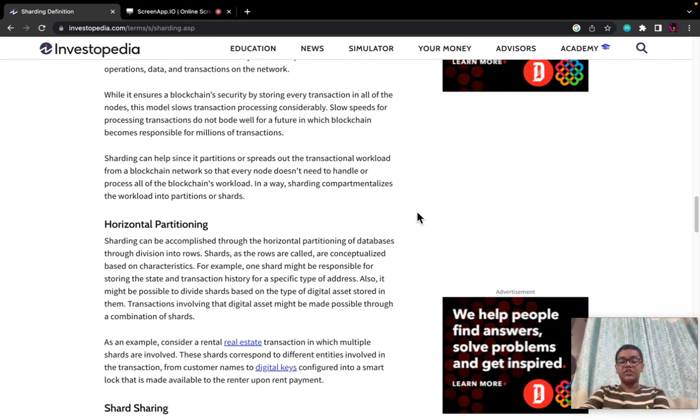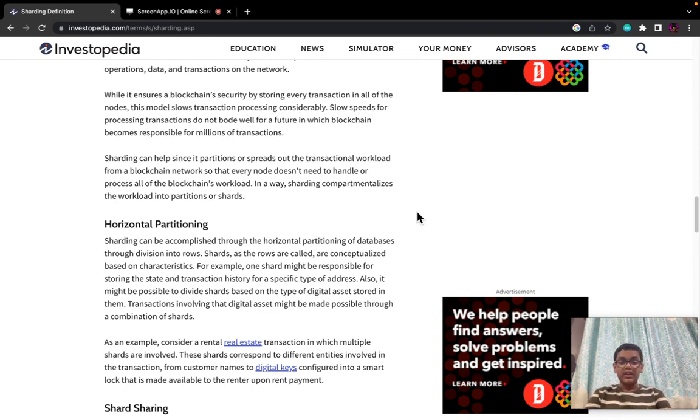While it ensures blockchain security by storing every transaction in all of the nodes, this model slows transaction processing considerably. Slow speeds for processing transactions do not bode well for a future in which blockchain becomes responsible for millions of transactions. Sharding can help since it partitions or spreads out the transactional workload of a blockchain network so that every node doesn't need to handle or process all of the blockchain's workload. In a way, sharding compartmentalizes the workload into partitions or shards.